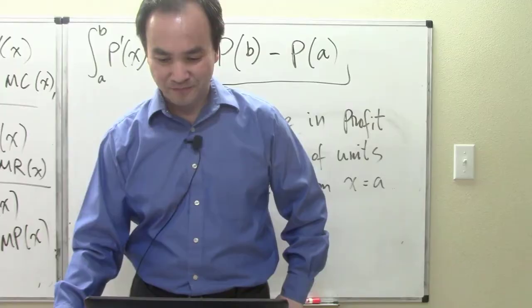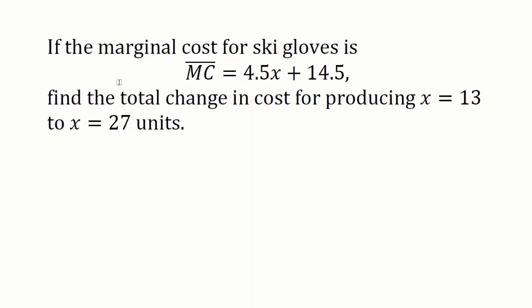Okay, so the example I have here for everyone is this one. This MC bar right here is the symbol for marginal cost. Let's take a minute to read it. If the marginal cost for ski gloves is, think about it, we are the ones who run that company, and we hire some analysts, and they come up with this function for us, which is called the marginal cost. So MC bar, as I explained earlier, is one of the commonly seen notations for the marginal cost function. And this is a function in terms of x as the units right here.